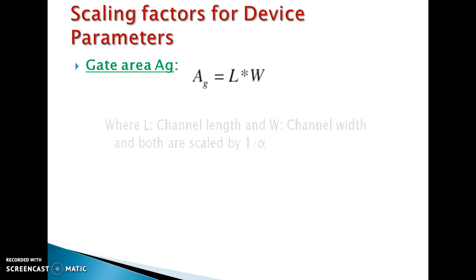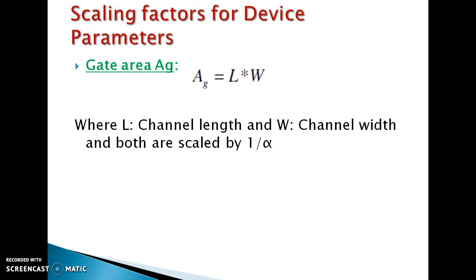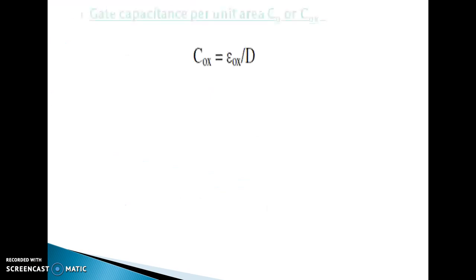Now we will see the effect of scaling on different parameters. For example, the first parameter we consider here is gate area. The gate area is simply the length of the gate times the width of the gate. Since length and width are scaled by alpha, the gate area, AG, is scaled by alpha square. 1 by alpha into 1 by alpha becomes 1 by alpha square.